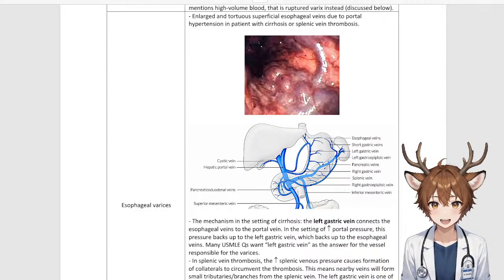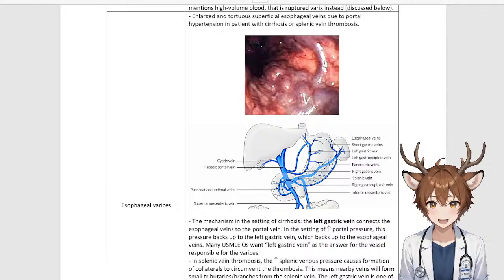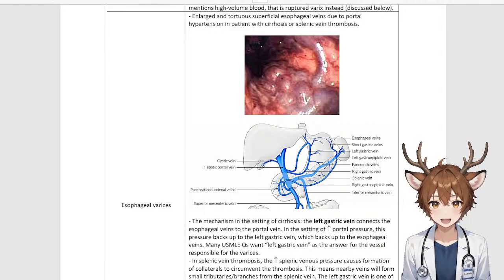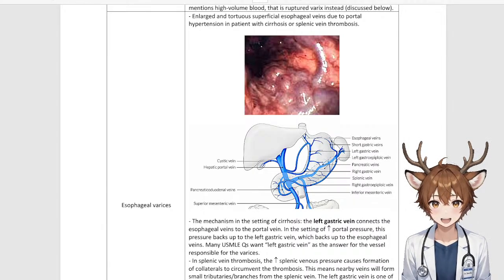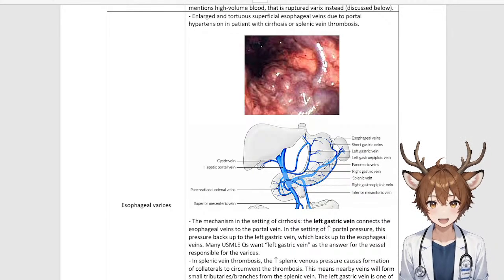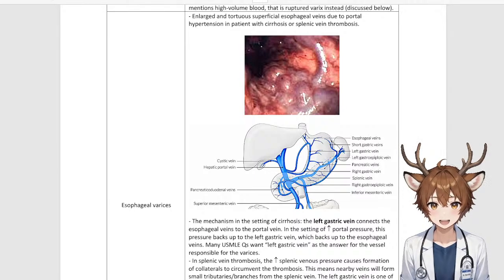The left gastric vein connects the esophageal veins to the portal vein. In the setting of increased portal pressure, this pressure backs up to the left gastric vein, which backs up to the esophageal veins. Many USMLE questions want left gastric vein as the answer for the vessel responsible for the varices.